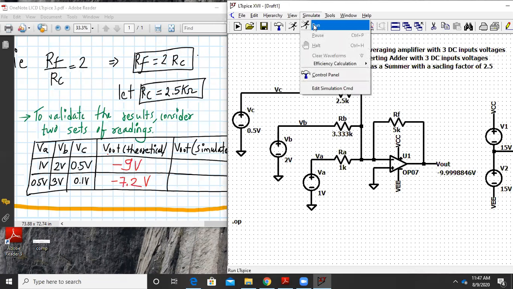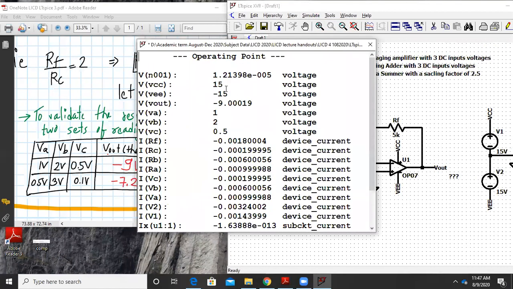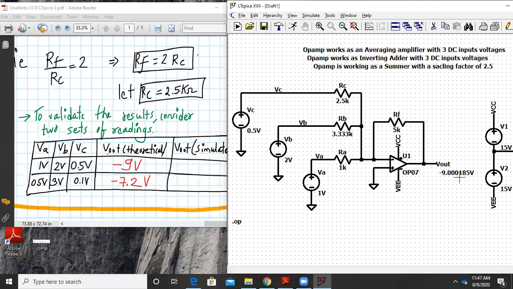So go to simulate, click on run, and at the output I am getting Vout as minus 9. So we are getting very accurate results with the op-amp especially. Okay, again we will verify it with one more reading.